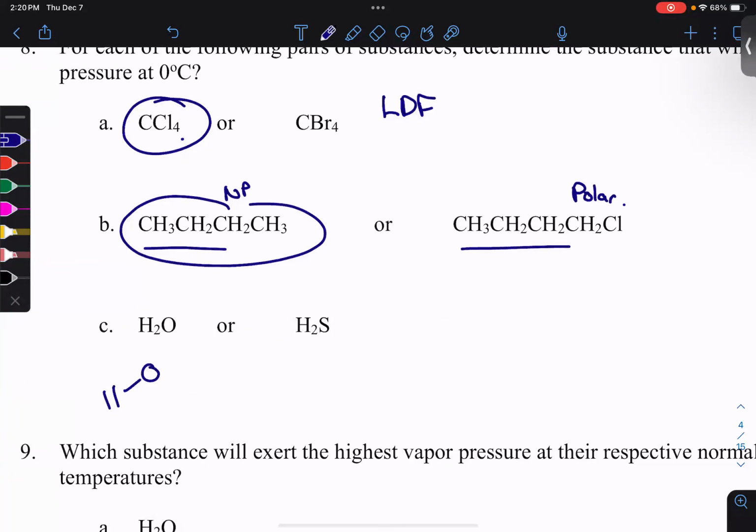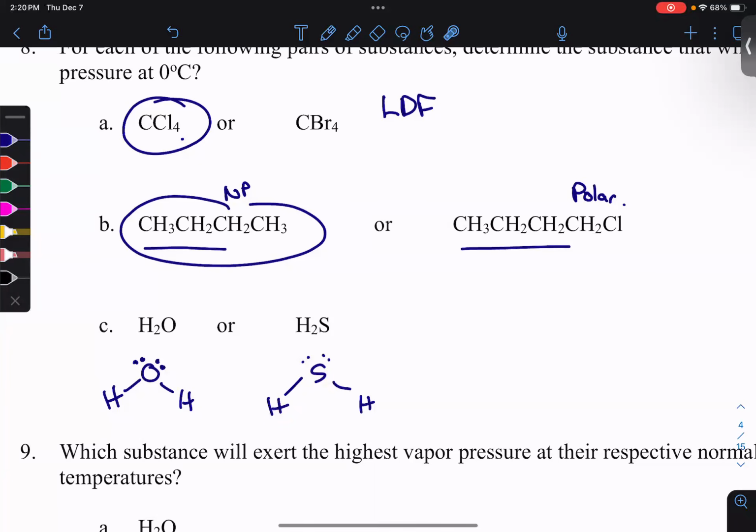Which one has, what are we doing? Higher vapor pressure, so lower IMFs. Okay, so both of these compounds, they have LDF. They're both polar because they're both bent. But can both of them hydrogen bond? But H2S has hydrogens. But are these hydrogens electropositive?